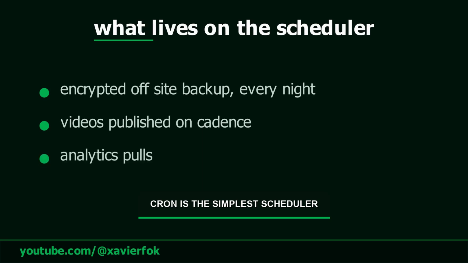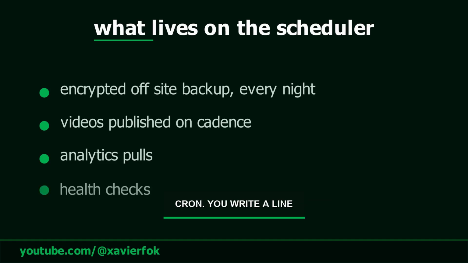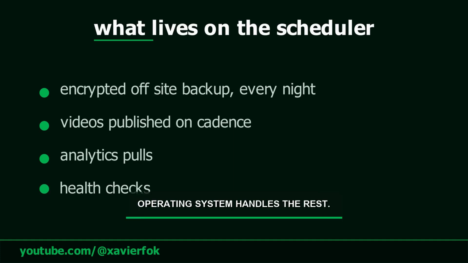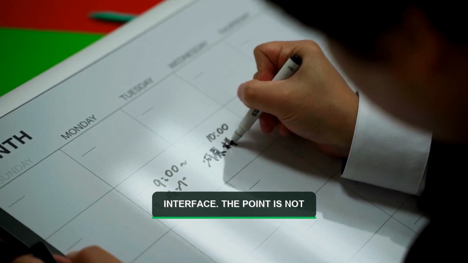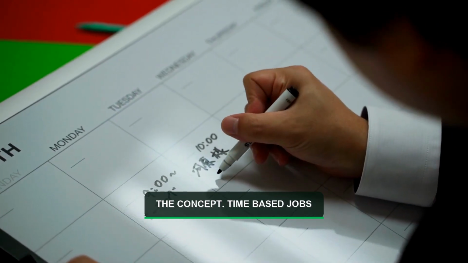Run is the simplest scheduler. If you are on a Unix-based system, the simplest scheduler available to you is cron. You write a line that says, run this command at this time, and the operating system handles the rest. On Windows, there is the task scheduler, which does the same job with a different interface. The point is not the tool, the point is the concept.